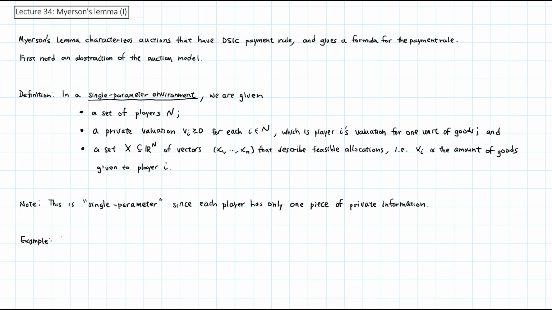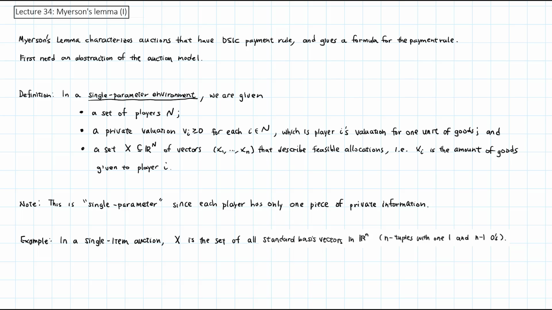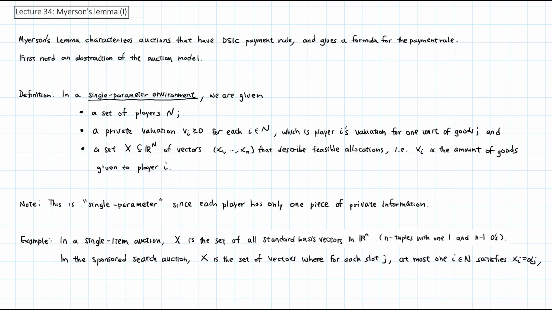For example, in a single item auction, X is the set of all standard basis vectors in Rn. These are n-tuples with one 1 and n-1 zeros. And that is because we have one item that is given to exactly one player. In the sponsored search auction, X is the set of vectors where, for each slot j, at most one player i satisfies xi equal to alpha j, the click-through rate for slot j, and it is 0 otherwise.